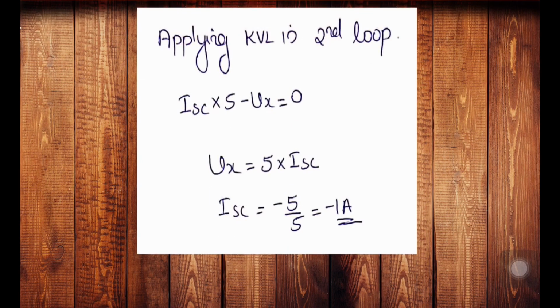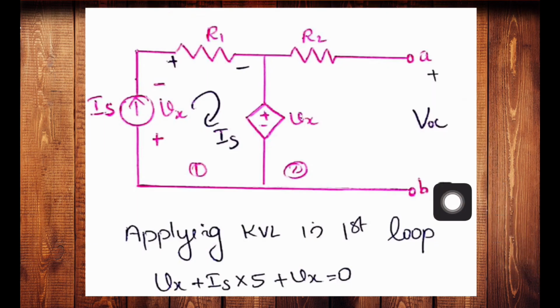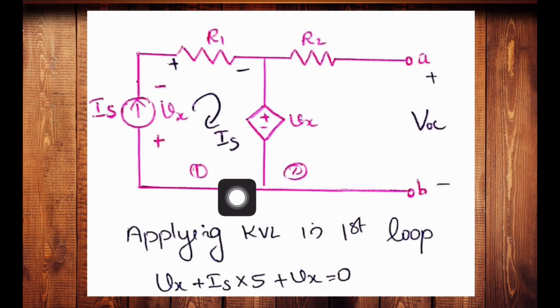Alright, so what are we supposed to do next? We are supposed to calculate the Norton equivalent resistance using the formula Rn is equal to VOC by ISC. ISC is already obtained as minus 1 ampere. So let us focus on the open circuited voltage VOC, which is nothing but the open circuited voltage across these open circuited terminals AB. Let us write KVL in this first loop. Starting at this point, first we observe the voltage drop across this current source IS, which is equal to Vx with polarity mark plus minus. So we start our KVL equation with Vx.